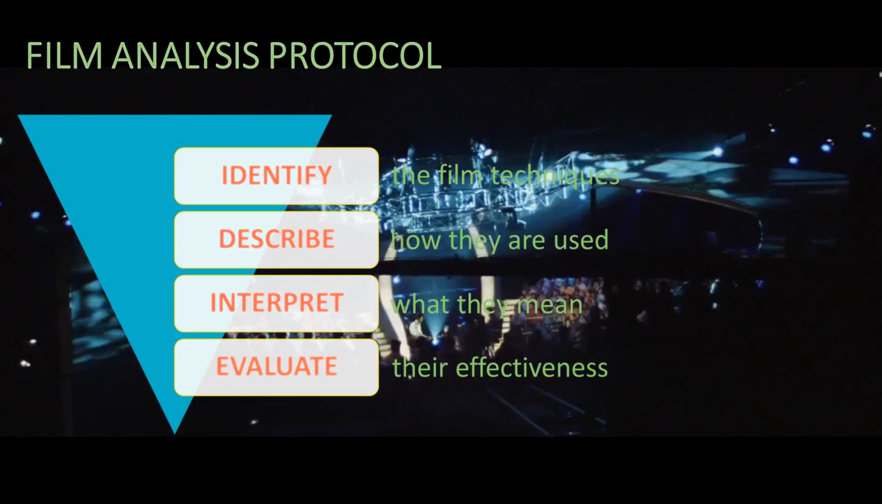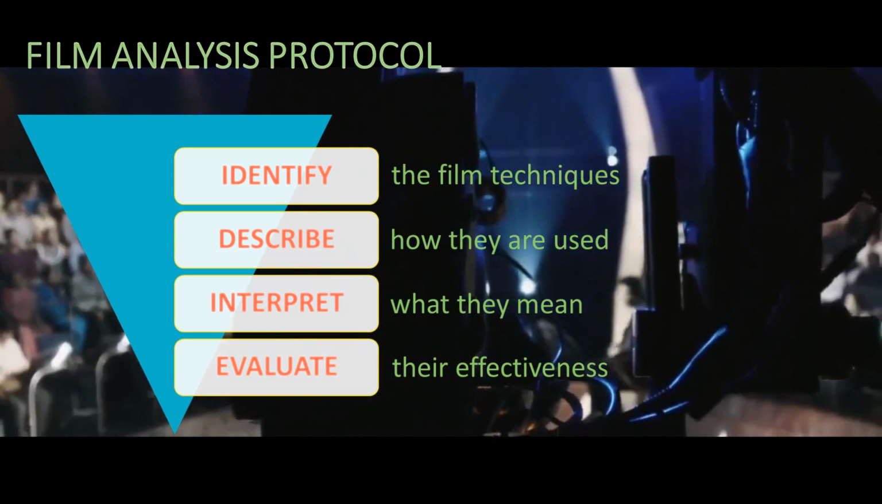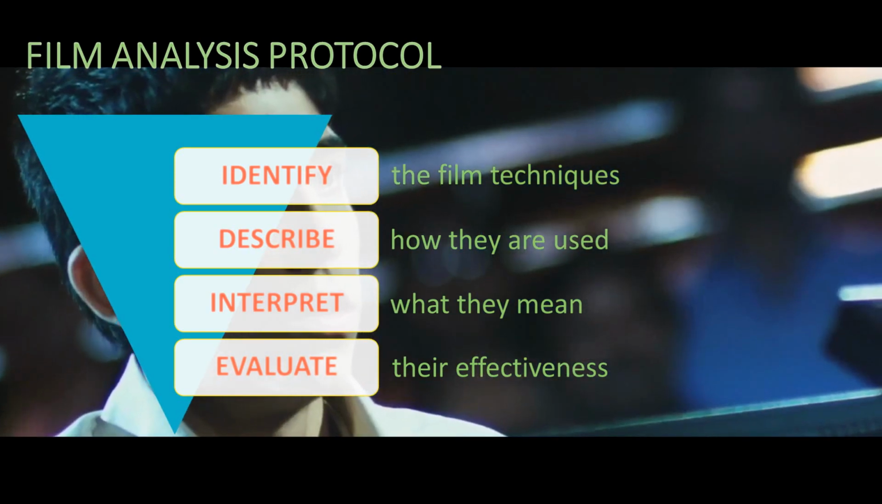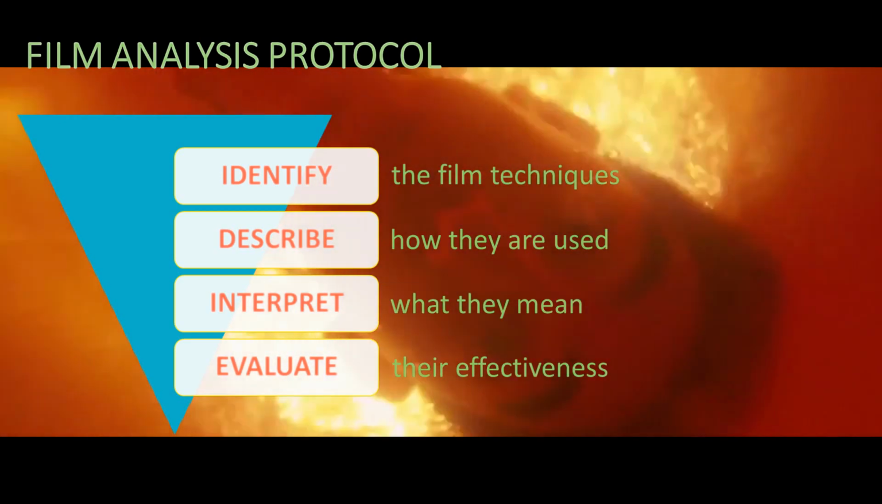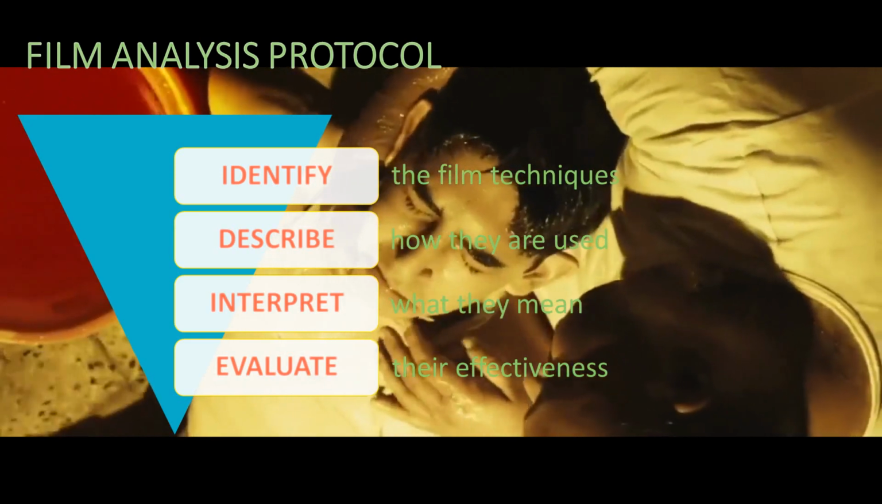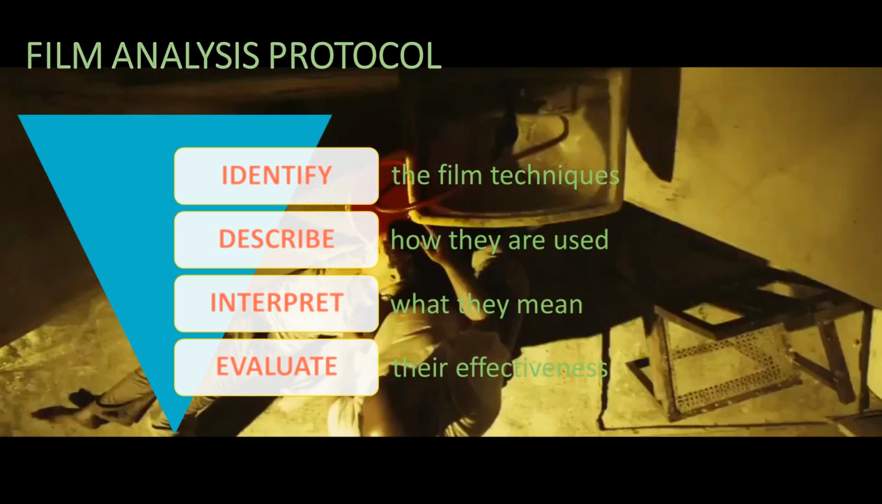In this video, we'll just focus on identifying and describing film techniques. In part 2, we'll cover interpretation and evaluation. Let's use the opening scene of Slumdog Millionaire as an example of how we might do this. We'll watch it through once, and on the second run through, we'll break down some of the techniques.